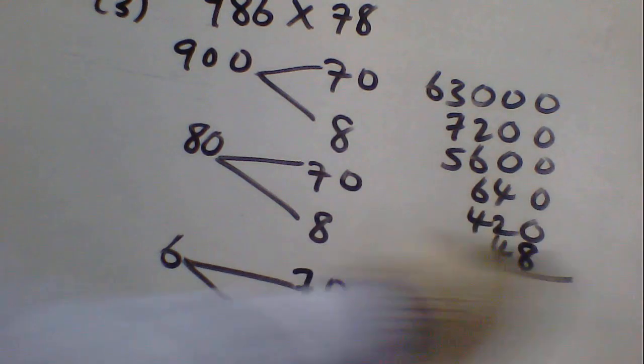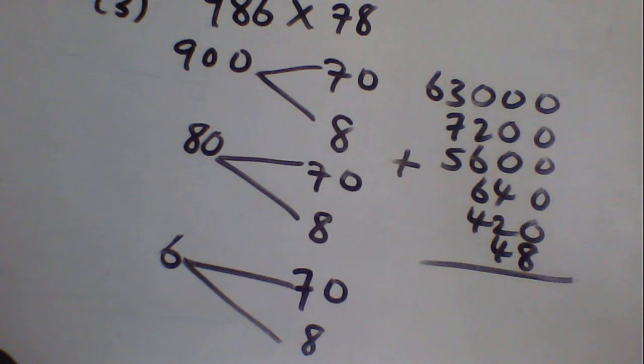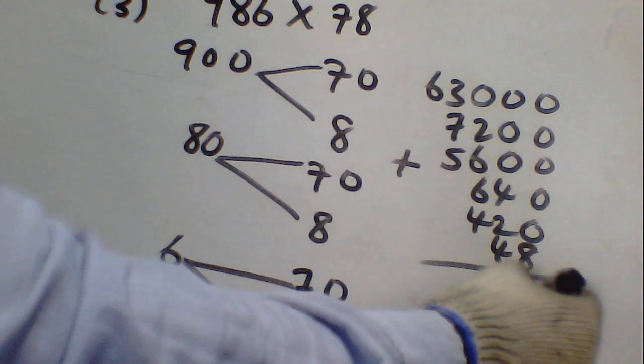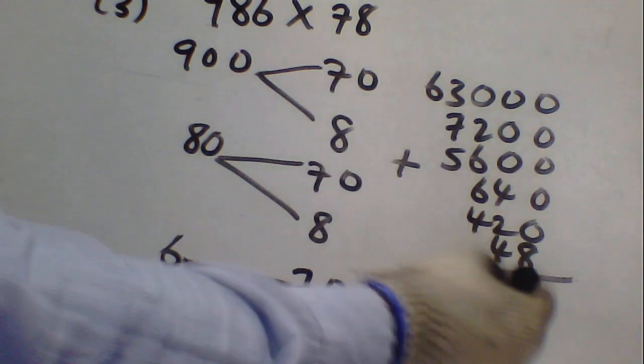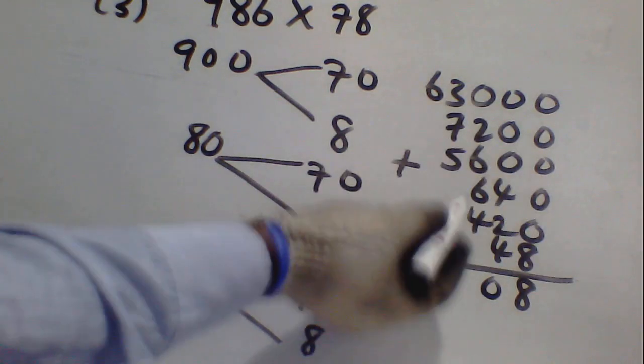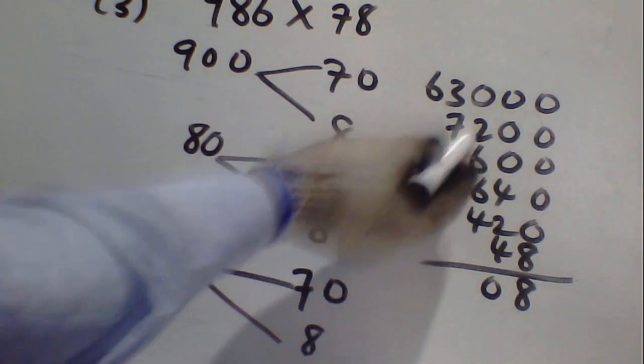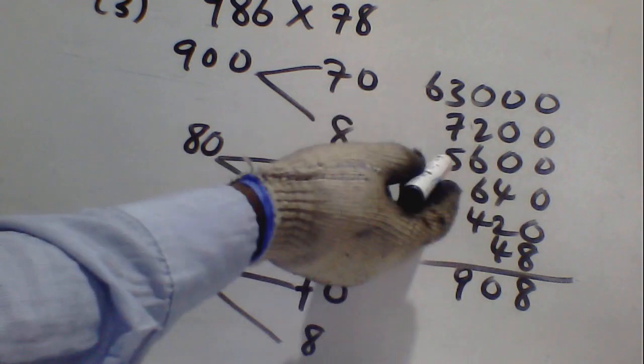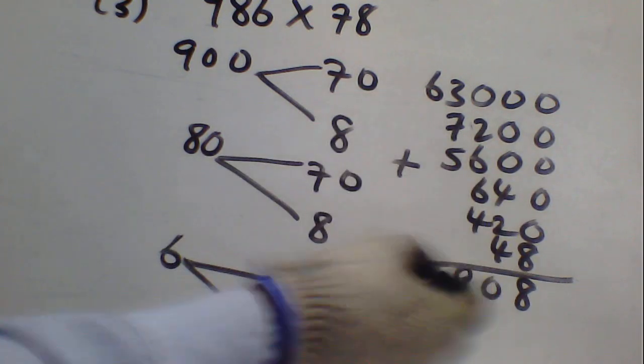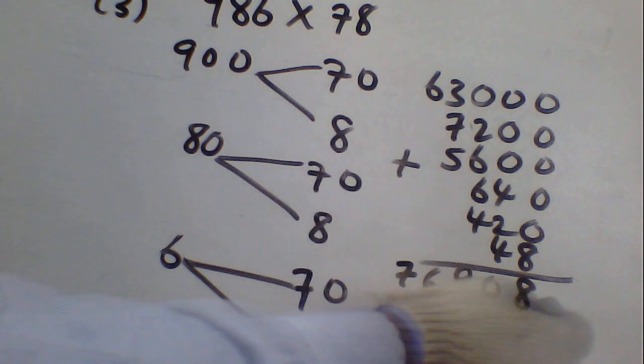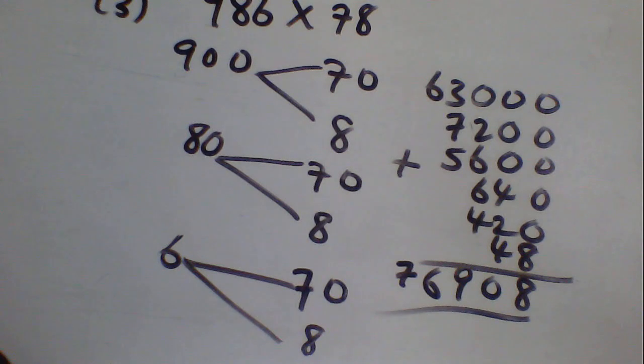Then you add, starting from the back, you have 8. You have 10, carry 1. This is 10. This is 18 plus 1, 19, carry 1. So 10 plus 5, 15 plus 1, 16, carry 1. So this gives us what? 76,908. Very easy.